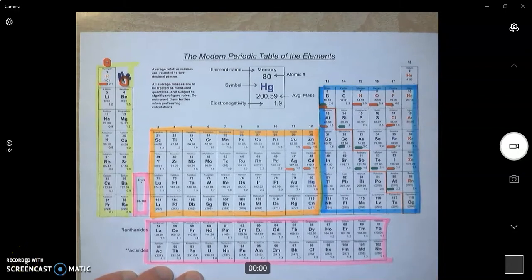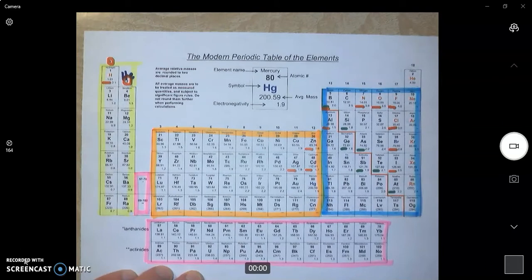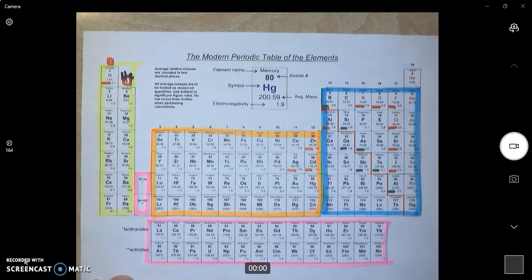All right, ladies and gents, I want to walk you through using the table and knowing where the blocks are to figure out the filling order according to the Aufbau principle, the order that the sublevels will fill from lowest energy to highest energy. The first step we have to do for that is identify where each block is.